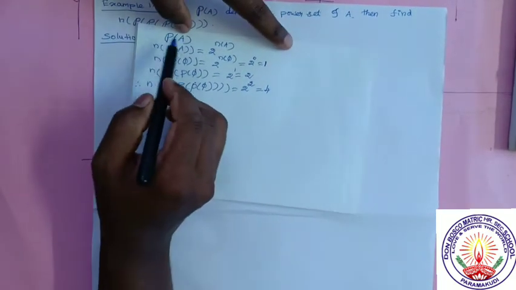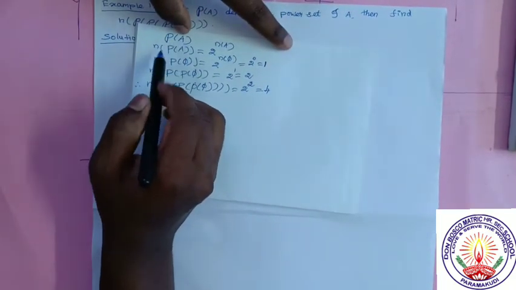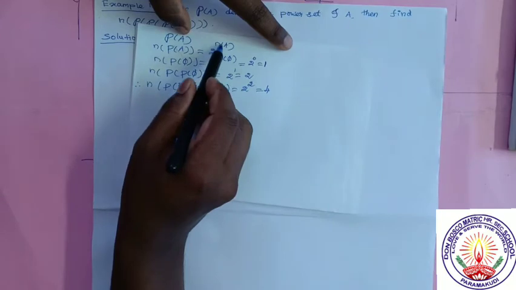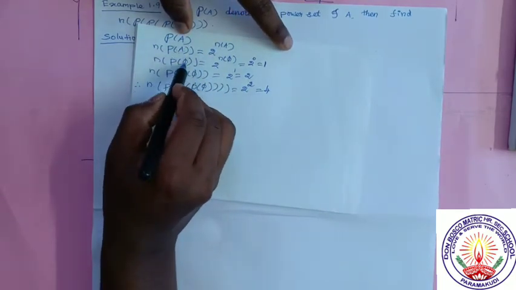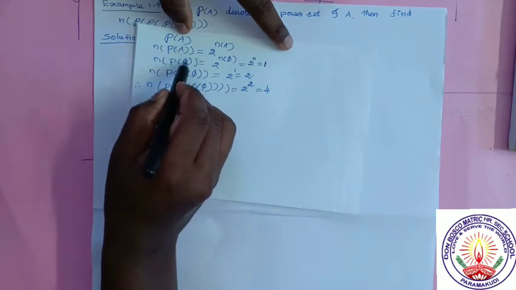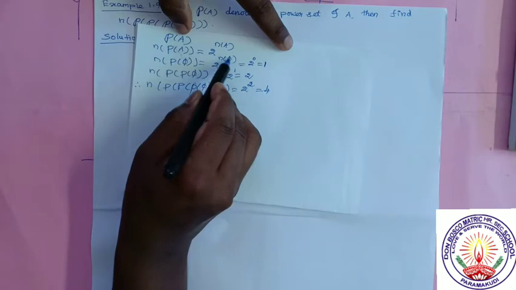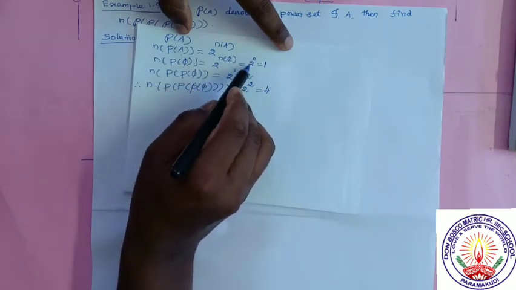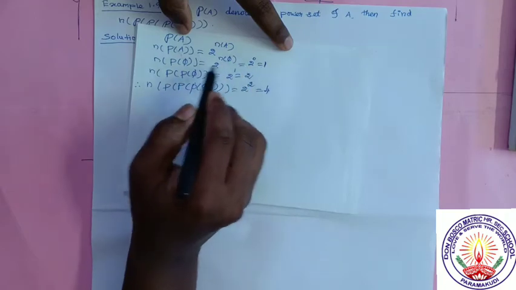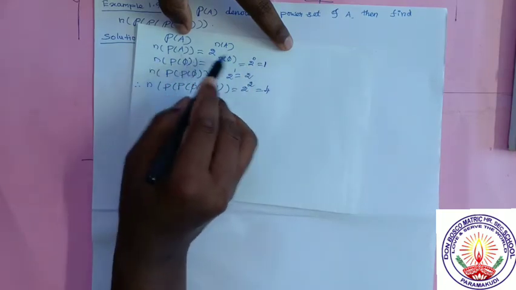Therefore n of P of P of P of phi is equal to 4. The logic is very simple. P of A is the power set of A, and n of P of A is equal to 2 power n of A. This is the formula. First we take A is equal to the empty set. So phi has no elements. Therefore 2 power n of phi, n of A is equal to n of phi is equal to 0. So 2 power 0, anything power 0 is equal to 1.